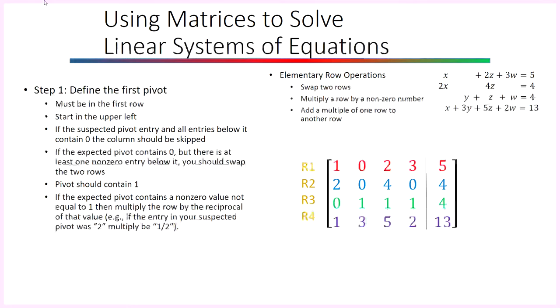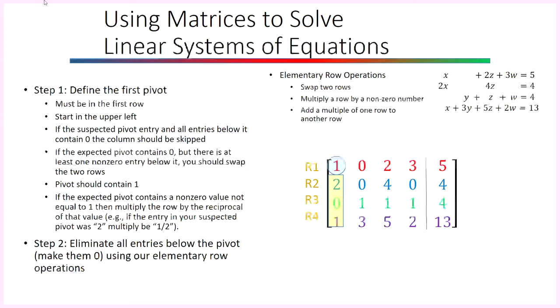Okay, so let's look at our augmented matrix. Our first place to look for a pivot is the top left entry. So this is our first suspected pivot. Let's go through our checklist. Is the pivot and all entries below it equal to zero? No. So continue to the next on our checklist. Does the pivot contain zero? No. So continue to the next. Is the pivot 1? Yes. Okay, we're happy that element works as a pivot.